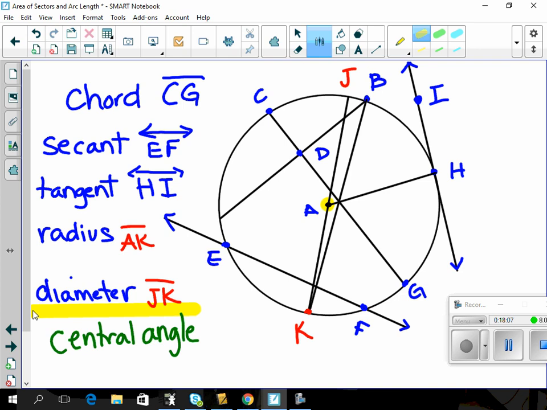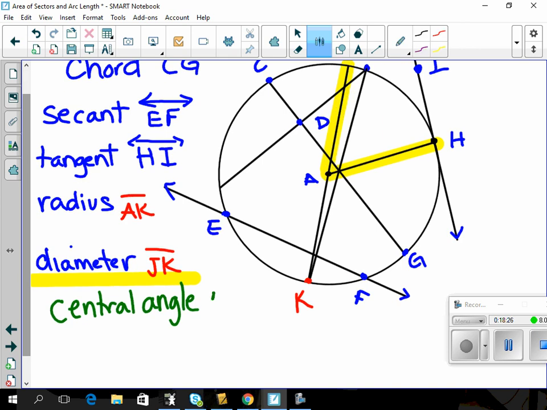So could we maybe look at going up to J and going over to H? Would that be a central angle? Yeah, sure would. So how do I name that angle? HAJ would be one way to name it, sure. Or the other direction, right? But let's do your first one, HAJ. Notice it says angle HAJ, right?